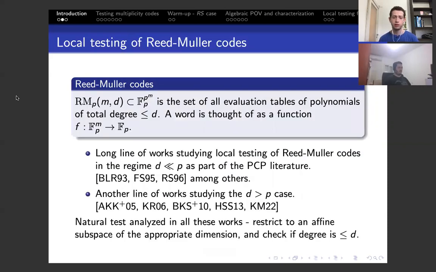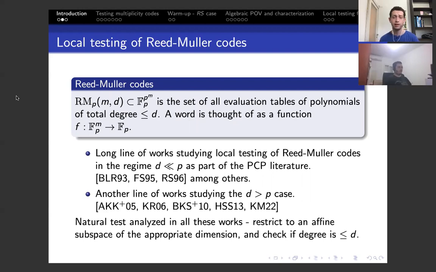One of the first examples where local testing was studied is Reed-Muller codes. These can be thought of as functions from F_p^m to F_p. And we say a function is in the code if it coincides with the values of a low degree polynomial. Now, local testing for Reed-Muller codes was studied in the low degree regime as part of the PCP literature. And there's another line of works that studies it in the high degree or low characteristic case that we rely on in this work more closely.